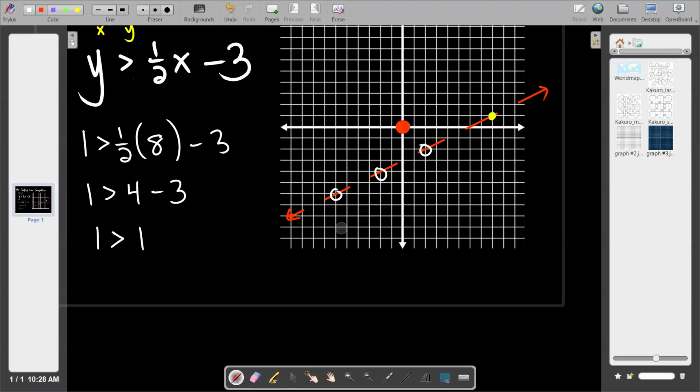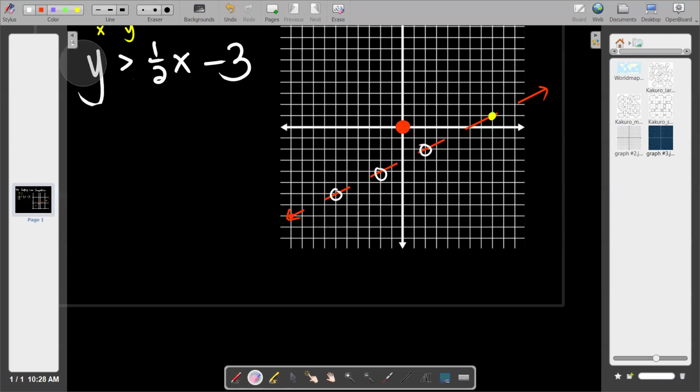The easiest point in the world to test is this red one right here. What's his name? The origin. 0, 0, the origin. His coordinates are 0 and 0. So let's do the easiest thing anyone has asked us to do all day, and let's test the point 0, 0. If you put 0 in place of x and 0 in place of y, this white problem will now say 0 is greater than, what's 1/2 times 0? Nothing. What's 0 minus 3? Is 0 greater than -3? Yeah. It sure is.